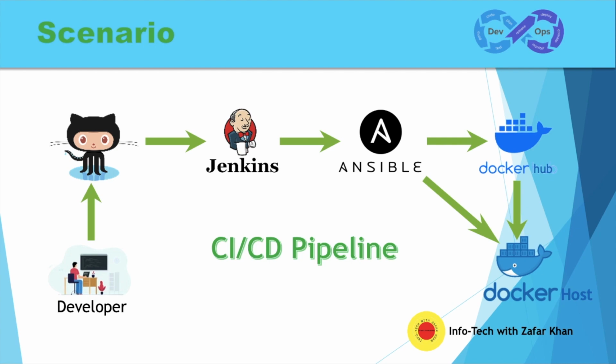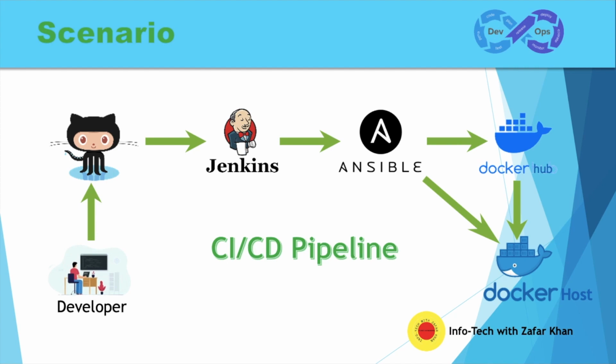And we will define some commands in the Jenkins server to run on the Ansible server to build the image and tag it and finally push it into the centralized location, that is Docker Hub. You can use a private registry as well as a centralized location.